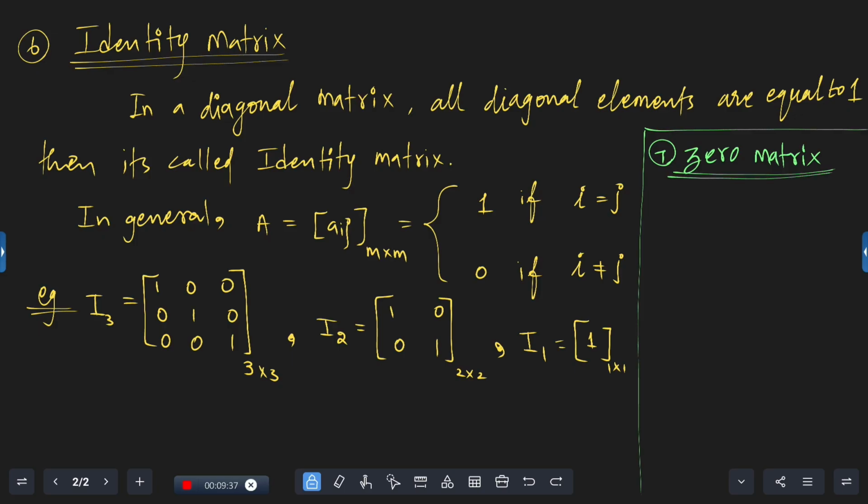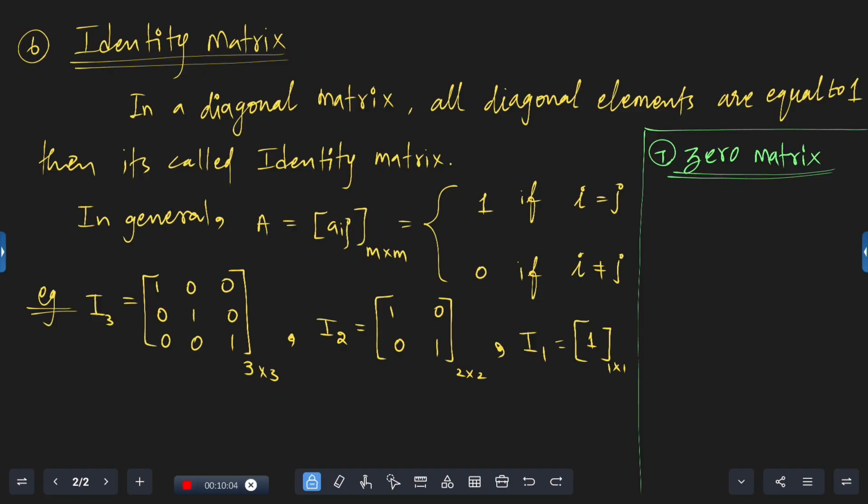Zero matrix. A zero matrix need not be a square matrix. It can be anything. We have seen that square, diagonal, scalar, and unit matrices must have the same order, with the same number of rows and columns. But a zero matrix need not be square. It can be of any form. A matrix is said to be a zero matrix, or null matrix, or void matrix, if all elements are equal to 0.